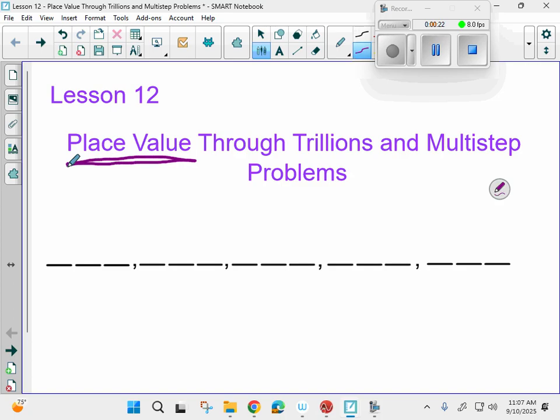So notice that I have 3 dashes and a comma, 3 little dashes we're going to fill in and a comma, 3 dashes and a comma. So there's 1, 2, 3, 4, 5 of those sets of 3, okay? So write down all those dashes with commas, okay? And then we are going to fill them in.